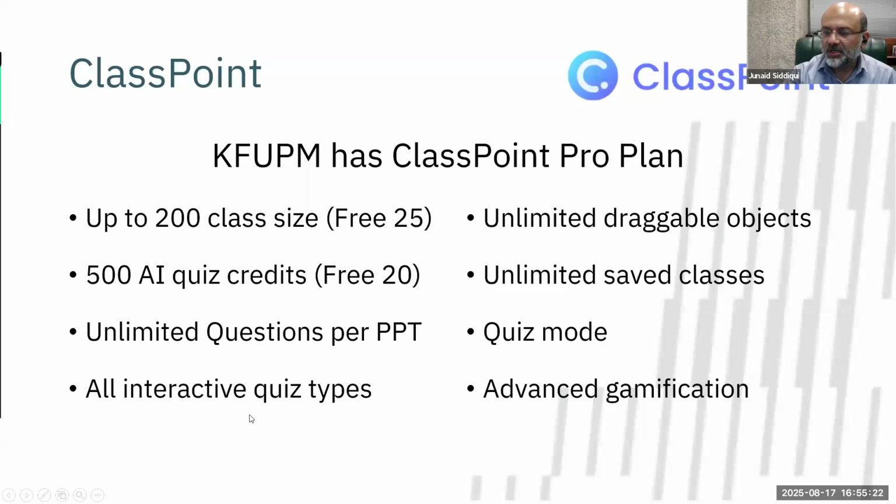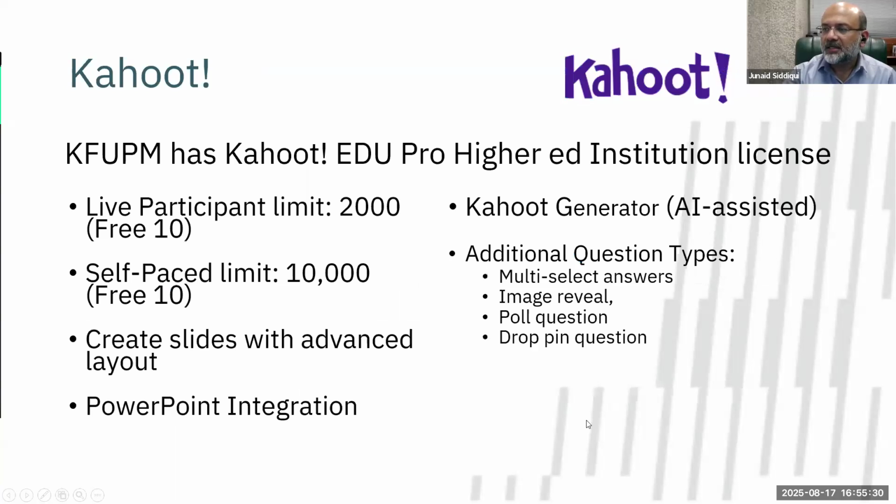Unlimited questions, all interactive quiz types, and unlimited draggable objects if this is something you would like to use. Kahoot is the most restrictive. It allows only 10. This is what I have read in the documentation. So if we would like to have more, we can go for the licensed version, and on the licensed version, you can go up to 2,000. And if you are using a self-paced activity of Kahoot, it can go up to 10,000.